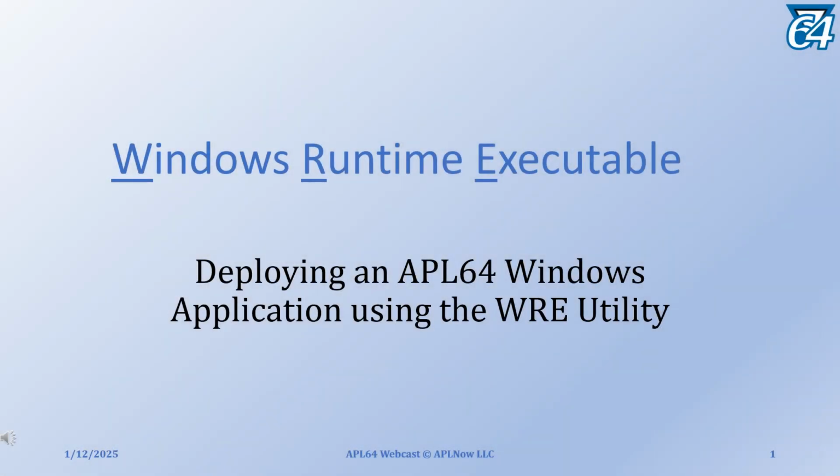In APL64, a Windows Runtime Application System is packaged for distribution using the Windows Runtime Executable (WRE) utility. This utility in the APL64 developer version incorporates all the .NET and APL code necessary to deploy and run the application in a single .NET exe format file. With a single deployment file, installation requires simply copying the file to the target workstation.